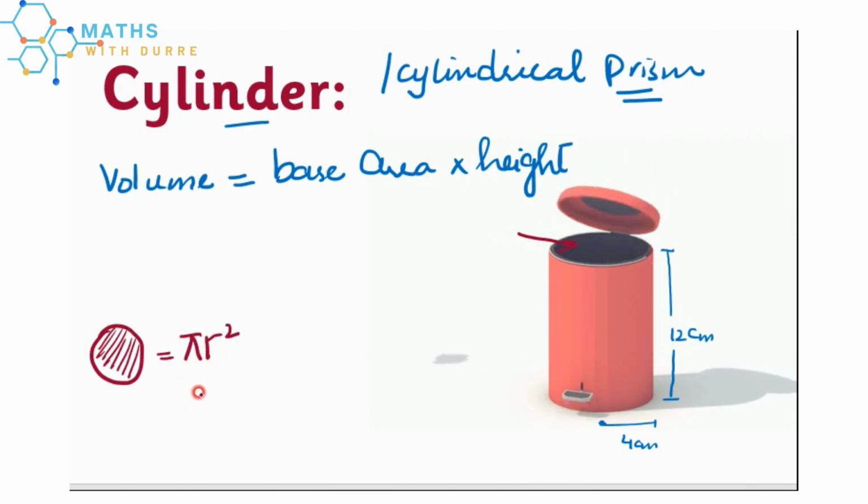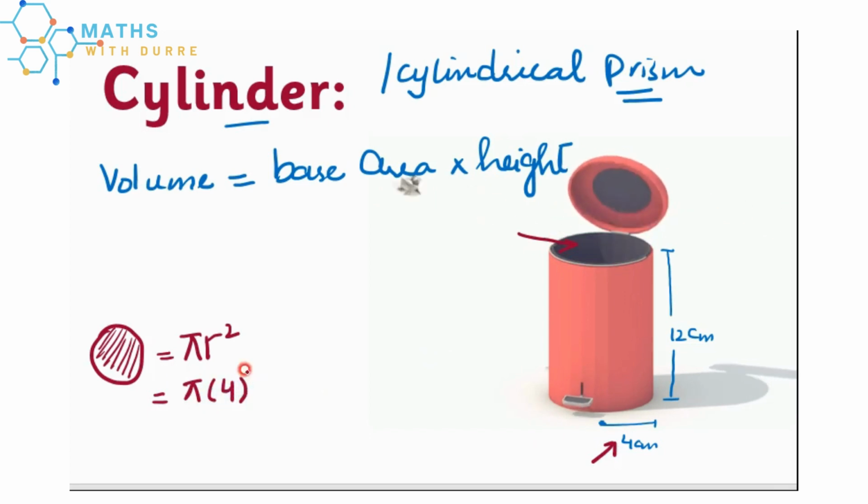What is the radius here? Here you can get the value. It is given in the question. So it will be 4 square. 4 square is what? 16. So it means 16 pi centimeter square will be our base area, our area of a cross section.